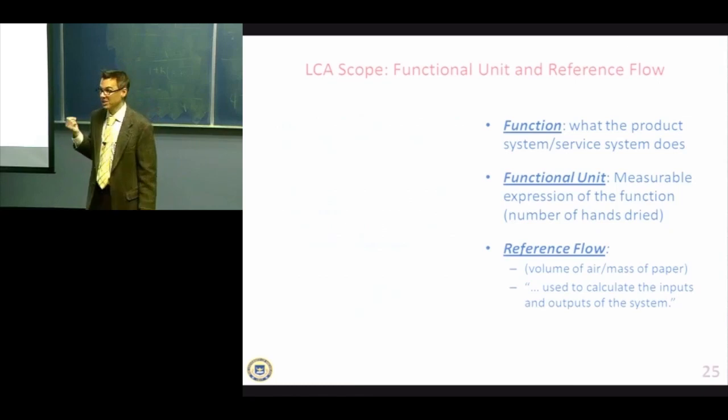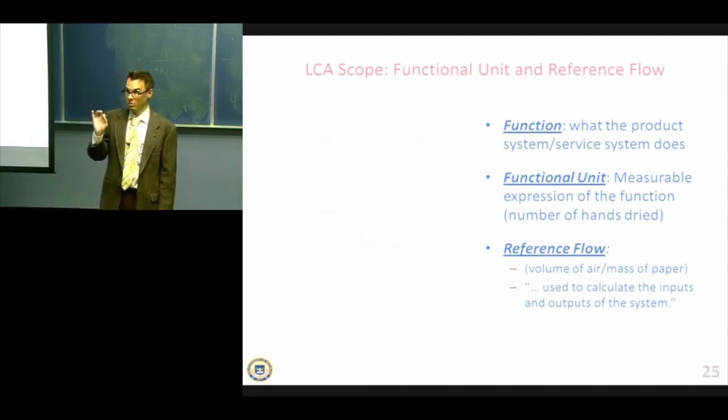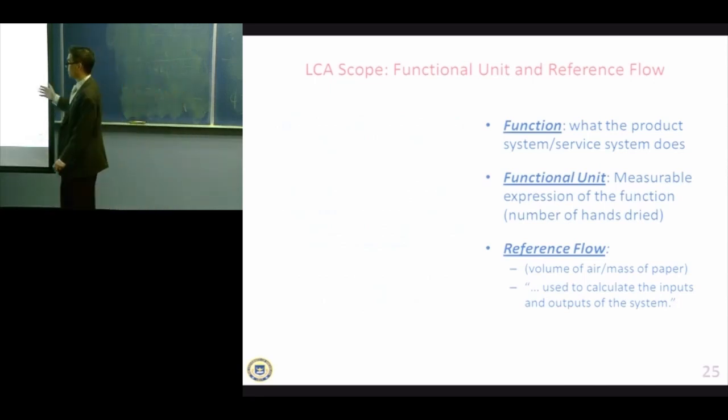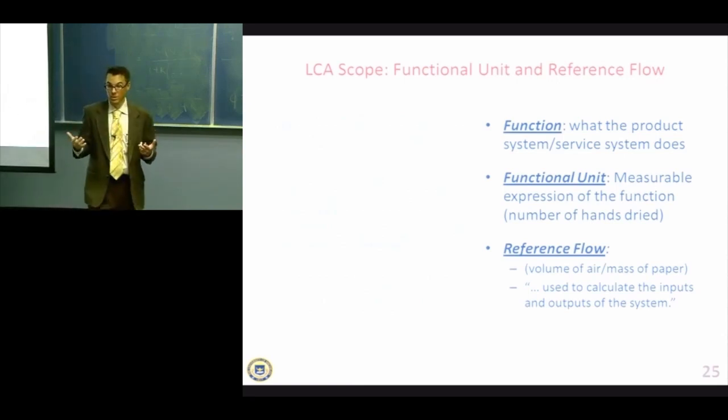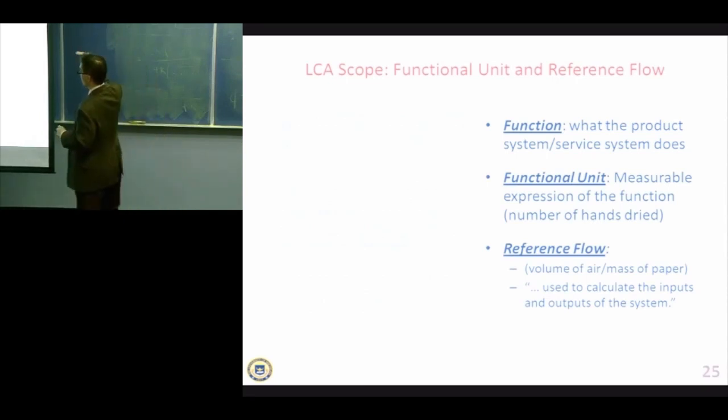But the point about mentioning that is LCAs are linear, and they scale to your reference flow. So defining what your reference flow is and being very clear about it is important. So if I want to scale two hands to the Big House, and I can assume how many people are in the stadium or using the restrooms in a given game, now I can come up with some impact associated with drying hands per football game. It's linearly scaled. LCAs are linear.